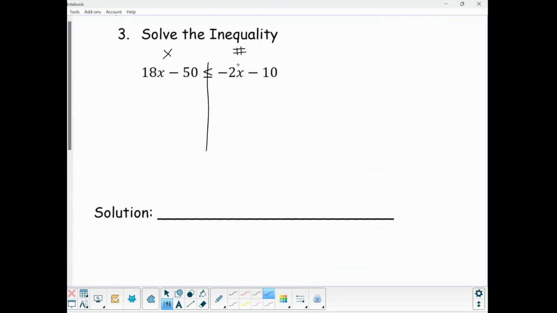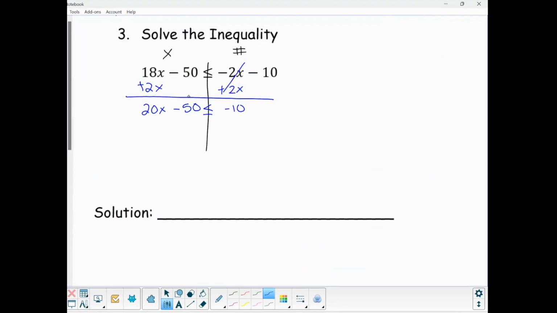All right, first thing, I'm going to move this 2x over to the other side. Make sure I get all of my x's together. You could really move essentially anything you wanted, but I'm going to start with this 2x. Opposite of minus 2x is plus 2x. Remember, whatever you do to one side, you do to the other. Our 2x's are gone. 18 plus 2 is 20x minus 50 is less than or equal to negative 10.